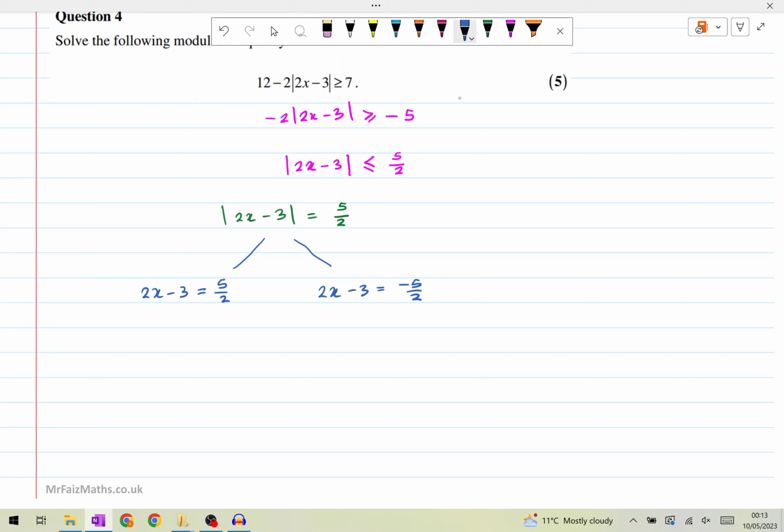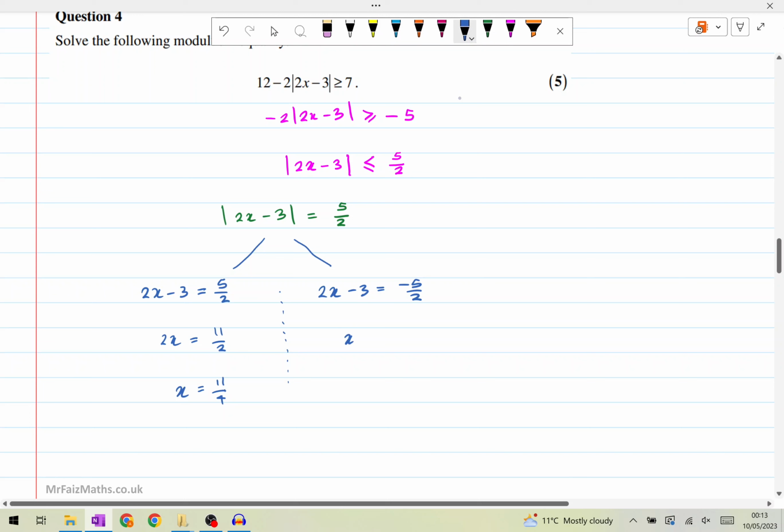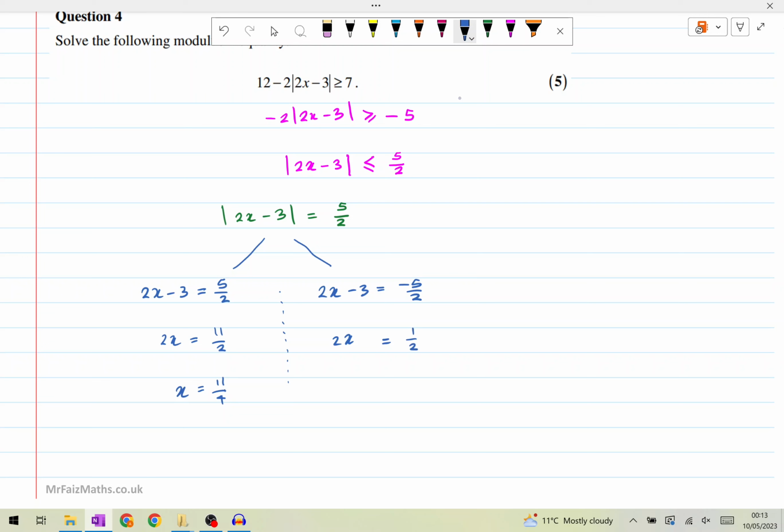It's just a linear equation. If you solve this first bit, we get 2x is equal to 5 over 2 plus 3, which gives you 11 over 2. Dividing by 2, that gives you 11 over 4. So that's going to be one of the x coordinates of where these two lines would intersect. Then solving the other equation, adding 3 again, we get 2x is equal to minus 5 over 2 plus 3, that would give you plus a half. Dividing by 2, that gives you x is equal to 1 over 4.